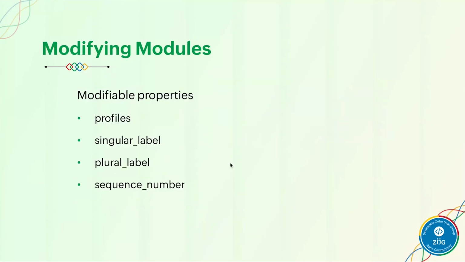Modifiable fields inside the module JSON are: you can modify which profiles have access to the module, the singular and plural label of the module, and the sequence number, that is the order in which it is displayed in the navigation bar in the UI.